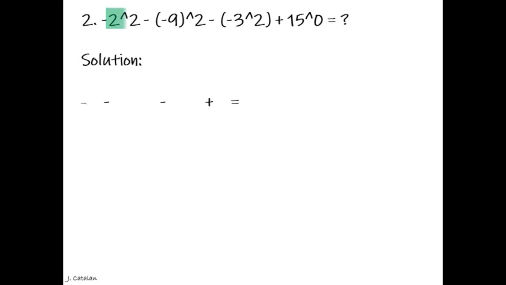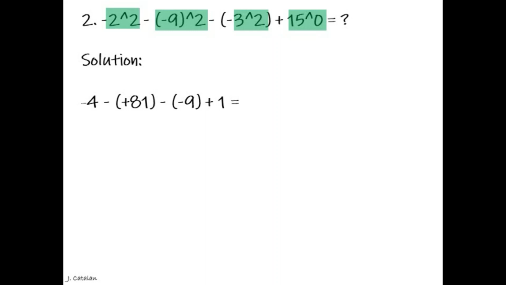2 squared is equal to 4. -9 squared is equal to 81. 3 squared is equal to 9. 15 to the power of 0 is equal to 1. It is in the rule of algebra that any number with an exponent of 0, the result is 1.